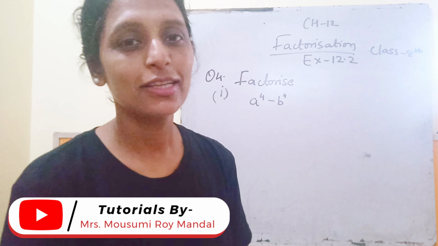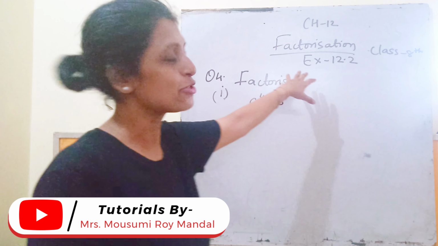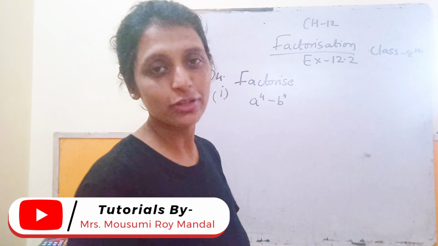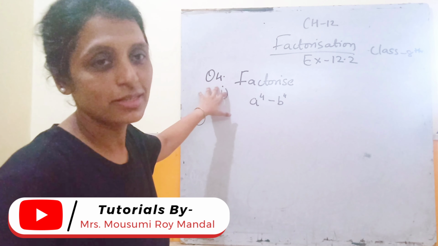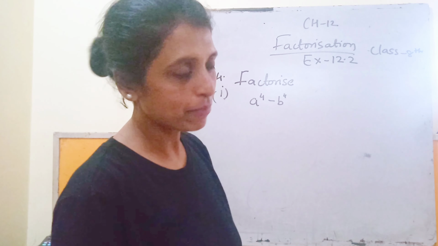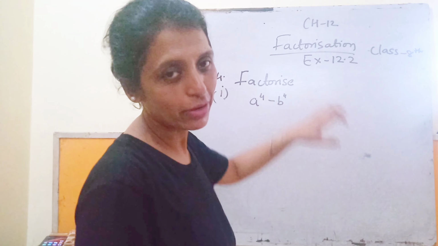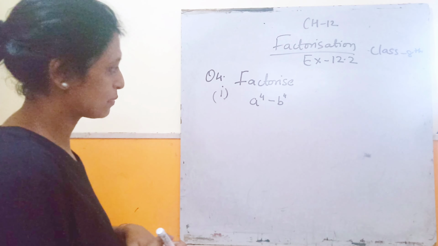Hello everyone. Children, I am going to continue with exercise 12.2 of chapter 12, factorization, of class 8 according to the revised syllabus. So coming to the fourth part, we have to factorize the given expression. And the first part is a raised to the power 4 minus b raised to the power 4. So let's see how to factorize this expression.